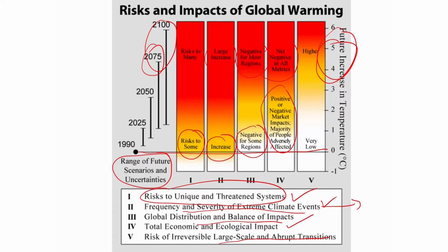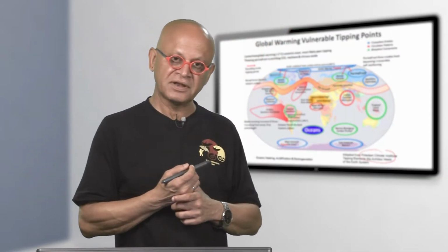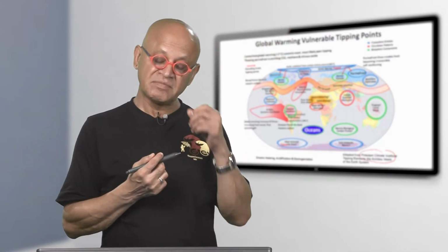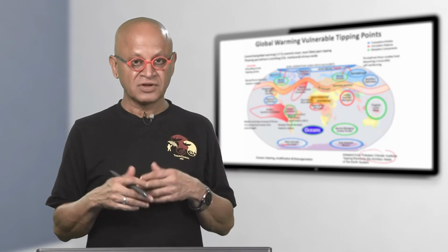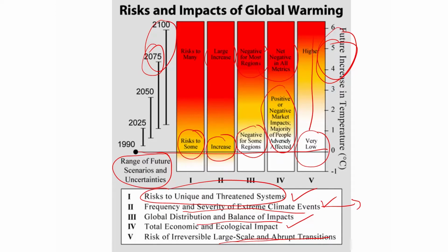Then there is the risk of irreversible, large-scale and abrupt transitions. Right now, as we said, the disappearance of the Arctic ice is one of them, and the Greenland ice melting is one of them. The Amazon disappearing is another one. The uncertainty here remains fairly large, but it is something to watch out for.